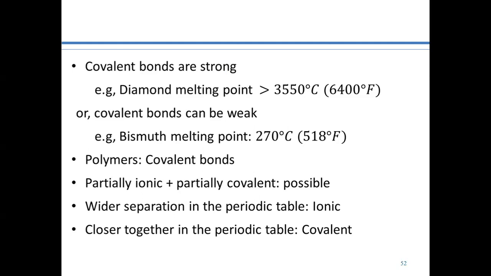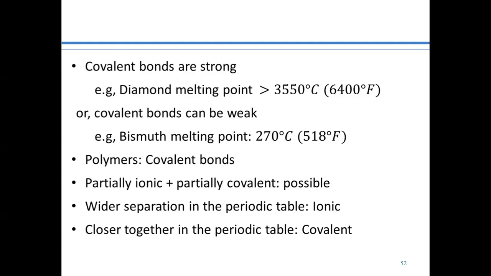Then what else do we know? Polymers, also plastics, are known as polymers. They are covalent bonds. However, a bond can be partially ionic and partially covalent. This is very possible.